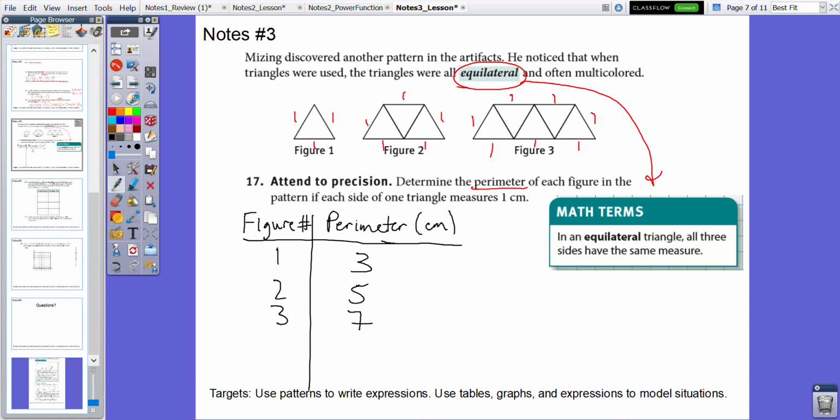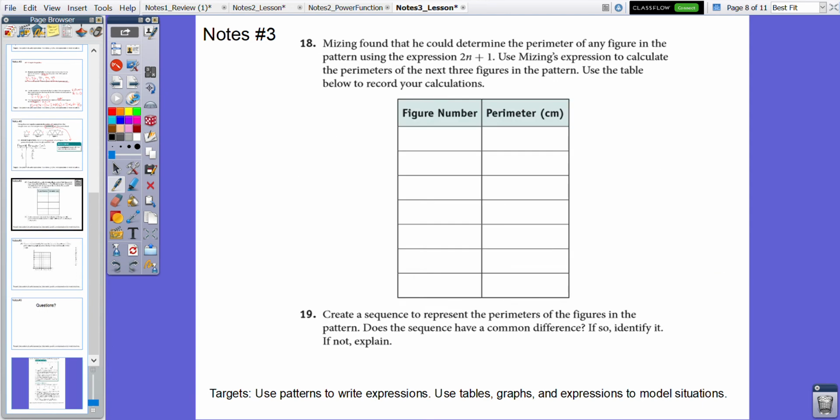It says that Meising found that he could determine the perimeter of any figure in the pattern by using the expression 2n plus 1. Using Meising's expression to calculate the perimeters of the next three figures of the pattern, use the table below to record your calculations, which is on this page right here. So right here, let's see if Meising is correct.